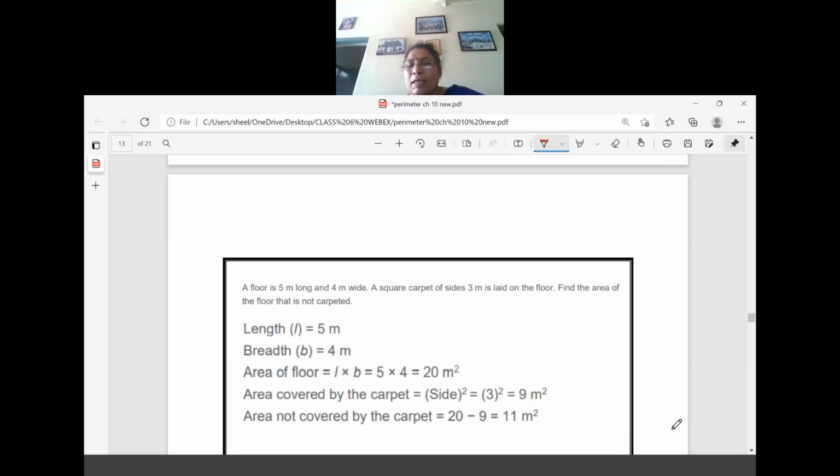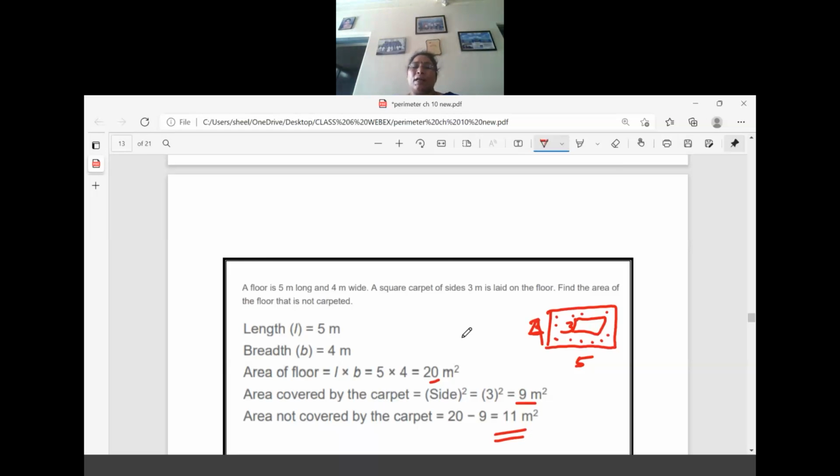So what is given here? First, a room is given with length and breadth 5 and 4. Inside it, there is a square carpet of side 3. We need the area of the floor that is not carpeted. What is the remaining portion? I made it dotted here. How can we calculate that? Total area minus area covered by the carpet. So it is 20 minus 9, which equals 11 square meters.